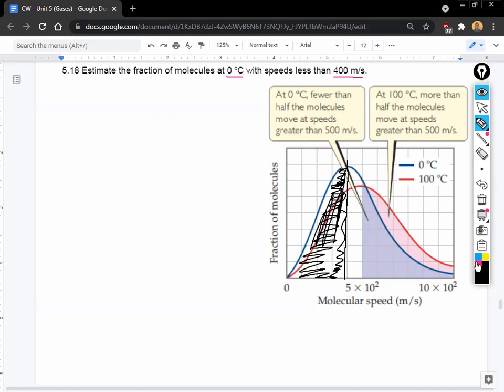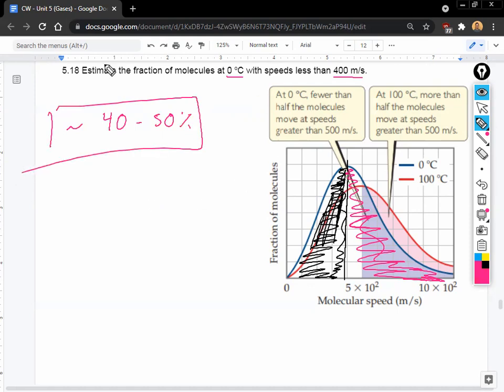Because if you take a look at the other side of the curve, I'm going to draw it in red. I guess it's a little bit more than half on the other side, right? So I'll say less than 50%. We'll say 40%. Okay, so 40 to 50%. It's asking for an estimate, so you don't have to be super specific. But about 40 to 50% of the molecules are moving at less than 400 meters per second.